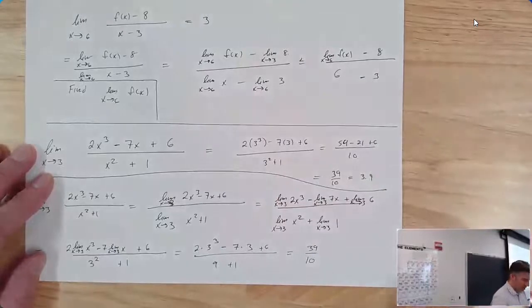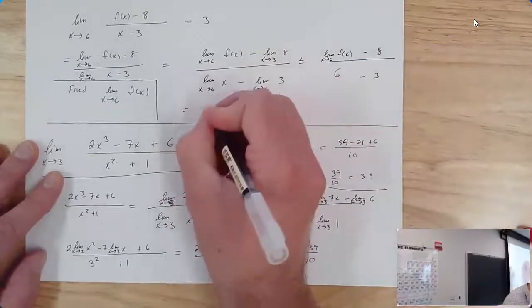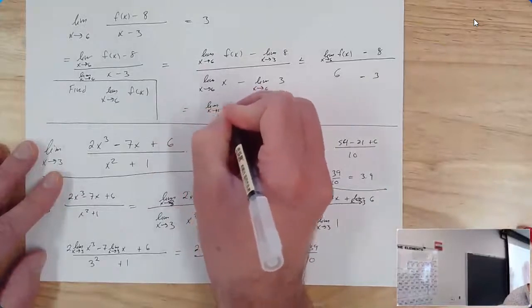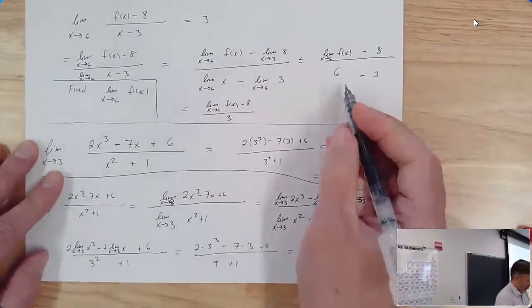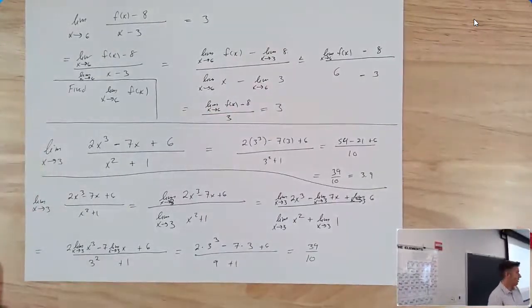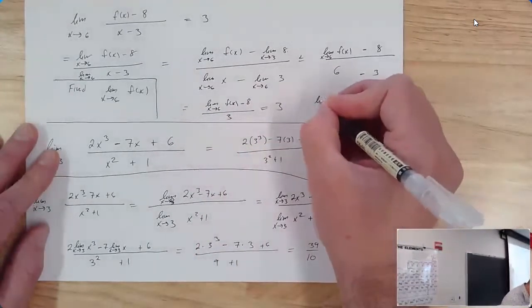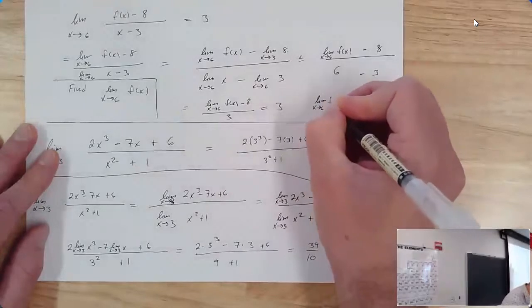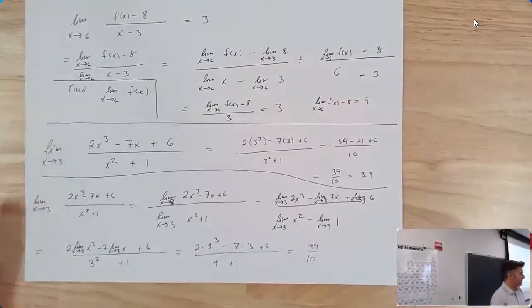Cool. So now we can take this expression, which is the thing we want to find, limit as x approaches 6 of f of x minus 8 all over 3, and then set it equal to 3. And then we should be able to solve for that limit. So if I multiply both sides by 3, I get that my limit as x approaches 6 of f of x minus 8 equals 9. And if I add 8 to both sides, I get 17.